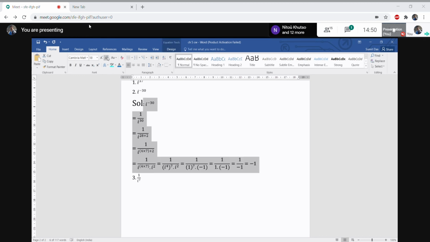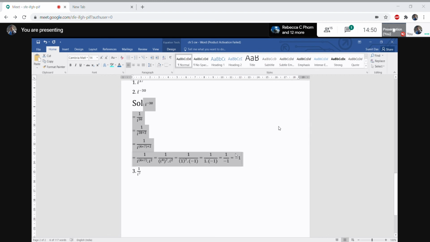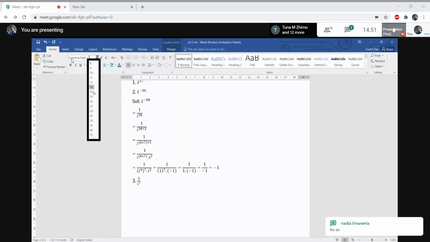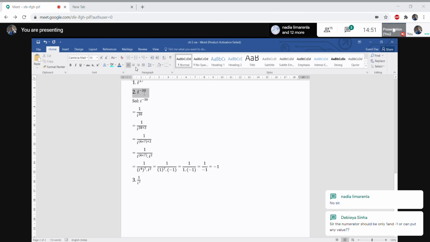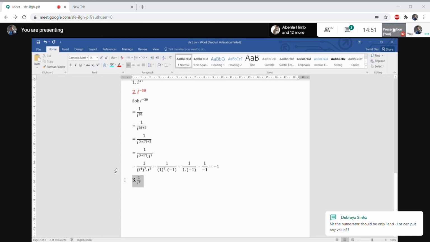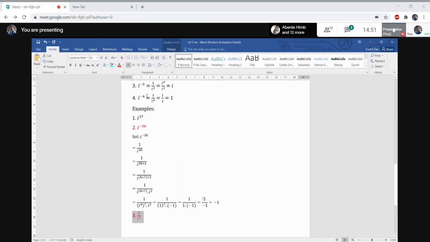Any doubt regarding this question? Very, very important, this kind of question. This type of question is very, very important. Whenever you will have this kind of value, you have to solve like this. Any doubt? Any doubt regarding this?